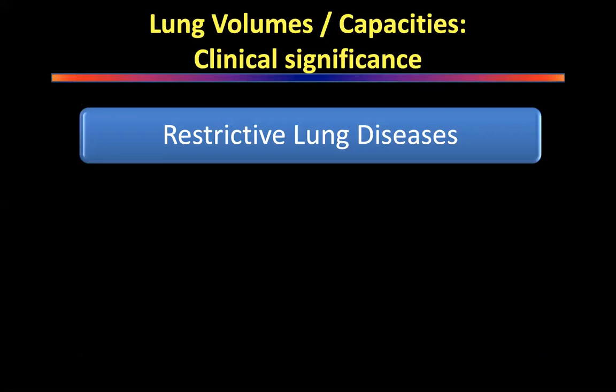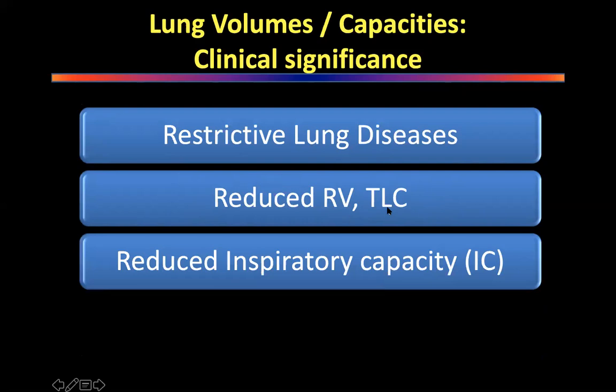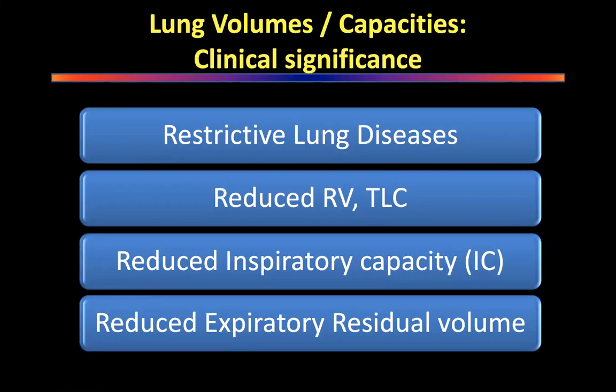In restrictive lung disease, what is happening is there is a restriction to the movement of the lung. So there's a compression of the lung. And because there is a compression of the lung, the residual volume decreases. As a result of which the total lung capacity also decreases. Inspiratory, expiratory effort is not great. So RV is reduced and TLC is reduced. And the ratio is reduced. And as a result of that, the inspiratory capacity is also reduced.